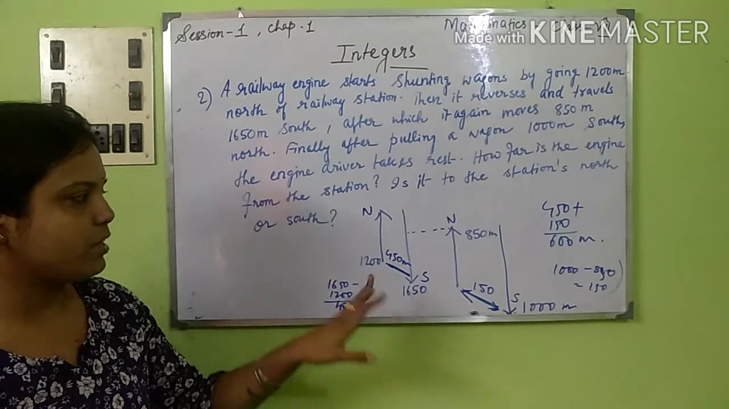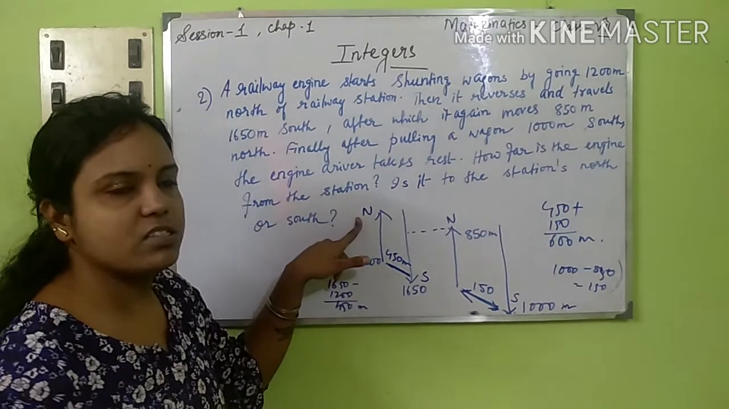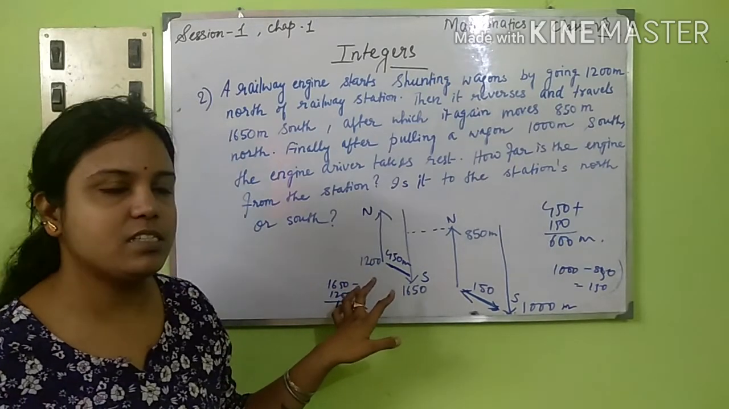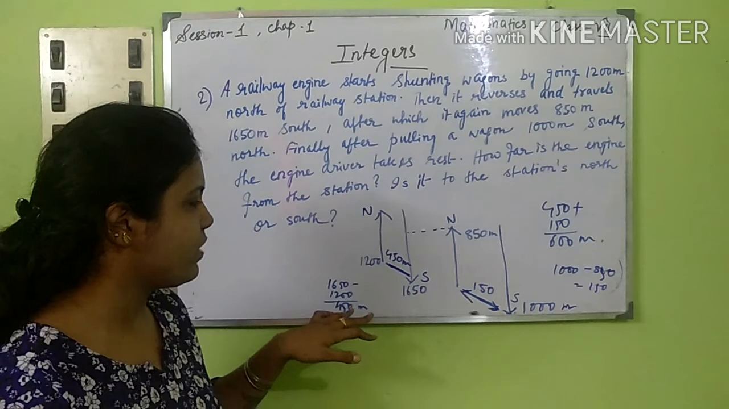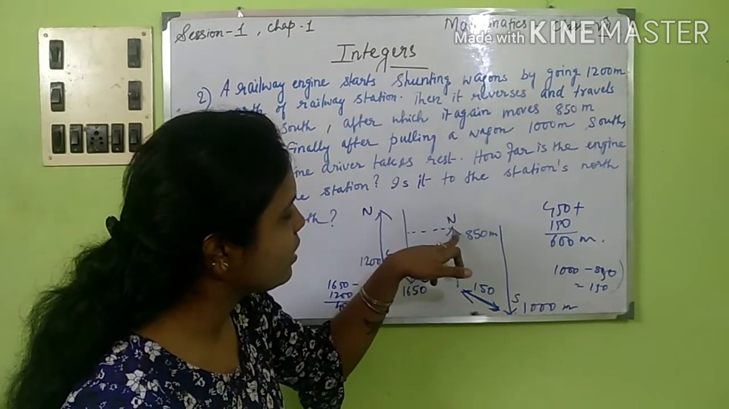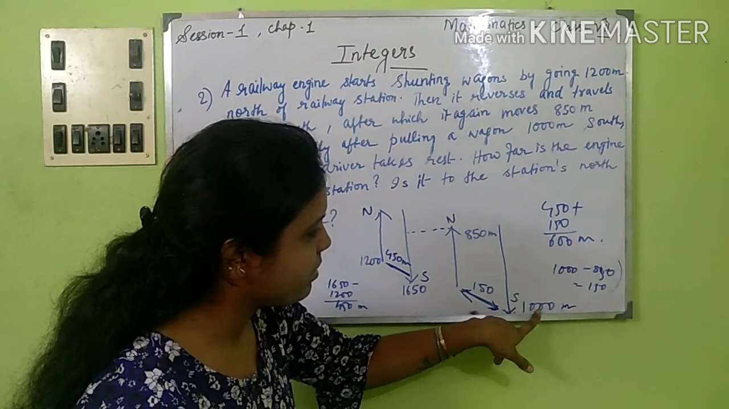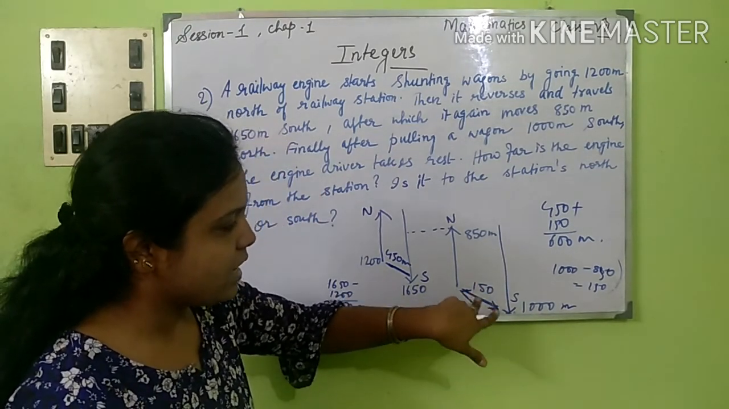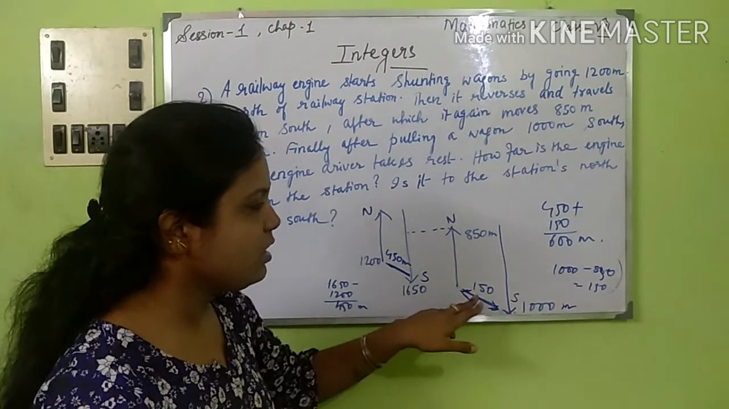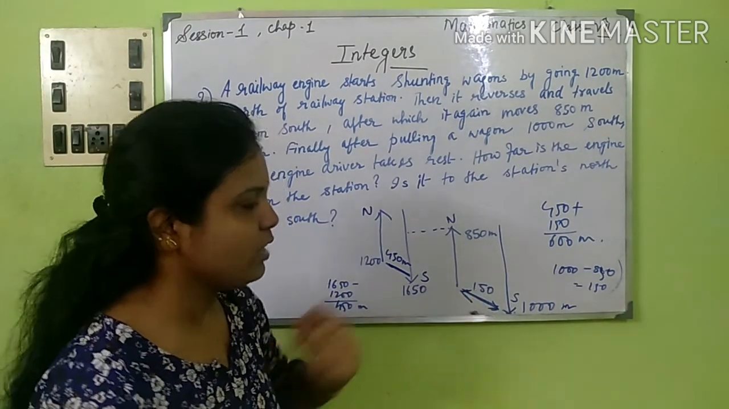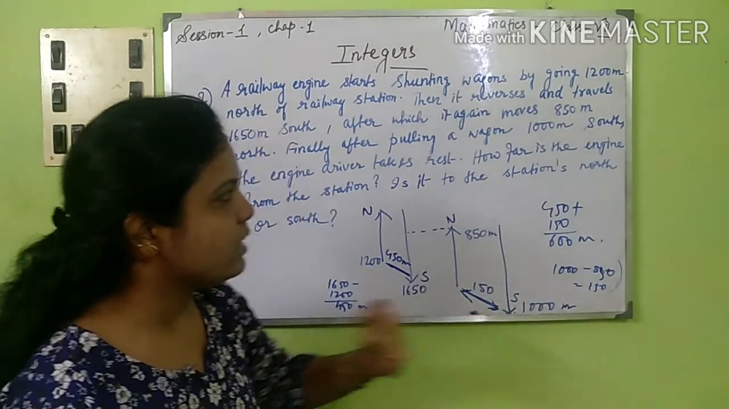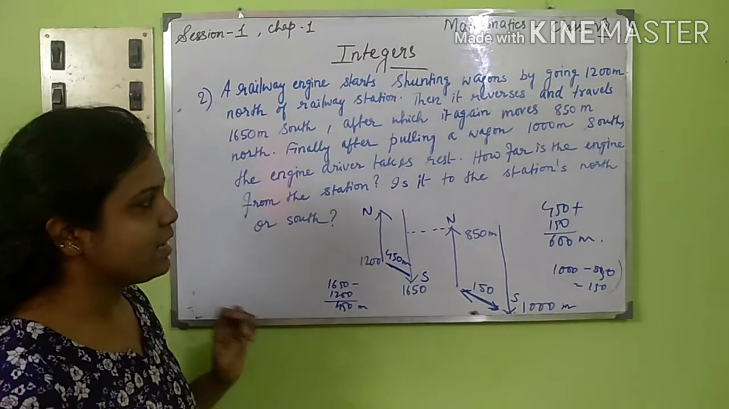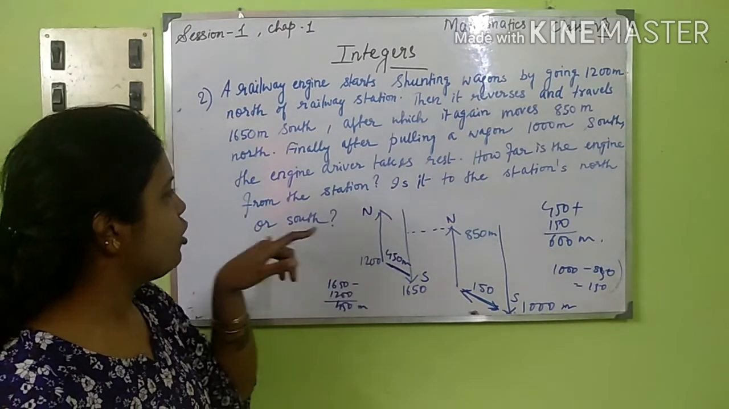So it was a simple explanation. You can simply see 1200 meters north it is going, then again 1650 meters south. So what is the difference in the distance that it is covering? 450 meter, by just finding the difference. Then from there it goes up by 850 meters, and then again comes down by 1000 meters. So the difference between these last two journeys is 1000 minus 850, you are getting 150. If you add these two, you will get how far the engine is from the station. And then if you see, is it to the station's north or south?